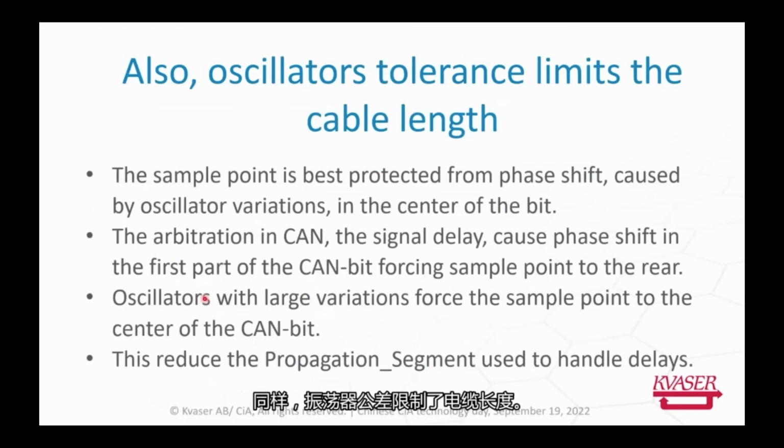Also, oscillator tolerance limits the cable length. During arbitration, signal delay will cause a phase shift in the first part of the CAN bit, forcing the sample point to the rear. Oscillators with large variation force the sample point to the center of the CAN bit. This reduces the propagation segment, which limits the allowed delay.